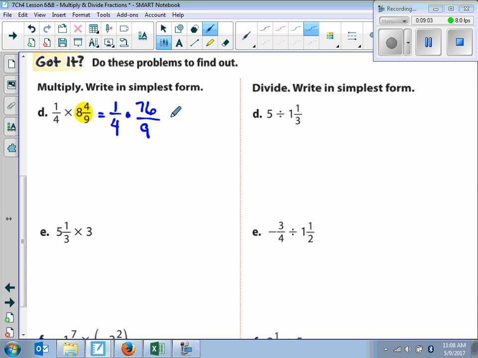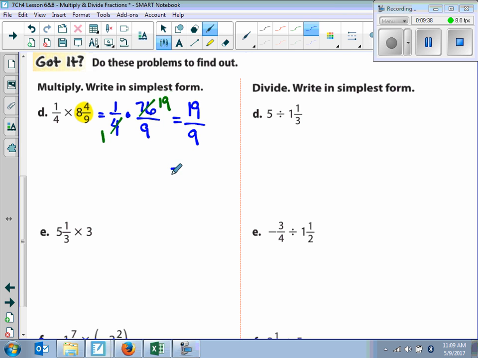So find a common factor. So what can I divide 76 divided by 4? Yep, we sure can. This is where you can use your calculator to help you. So 4 divided by 4 is 1, and 76 divided by 4 is 19. And now we're going to multiply straight across. So we have 1 times 19, which is 19, over 1 times 9, which is 9.